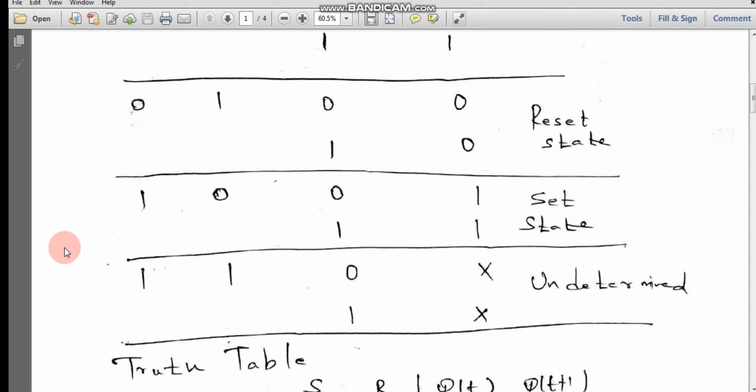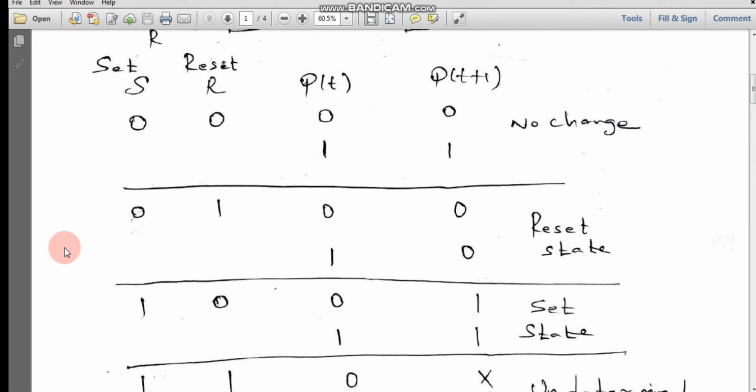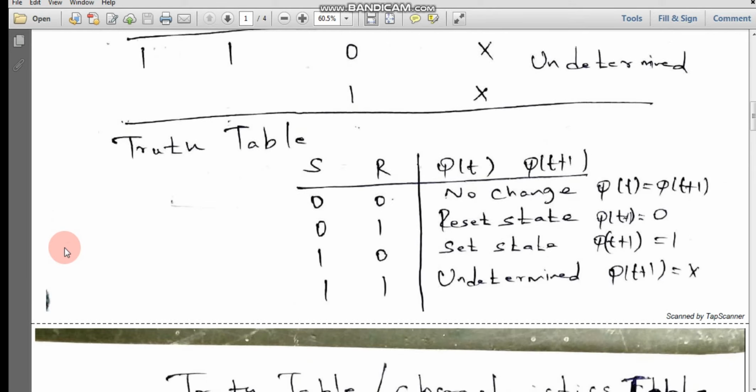So from this working principle, we are going to write the truth table. I already told you, whenever S is 0, R is 0, there is no change. Q of t plus 1 follows Q of t, both the things are equal. Whenever it is 0 1, it is the reset state, so in this reset state, Q of t plus 1 is equal to 0. It doesn't consider Q of t, either it is 0 or 1.